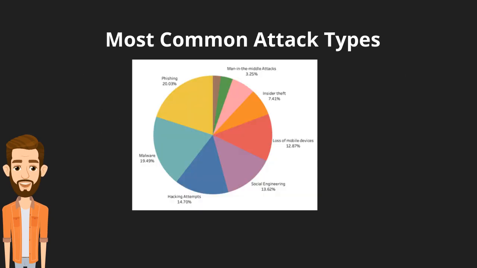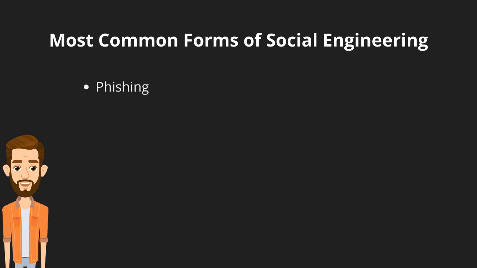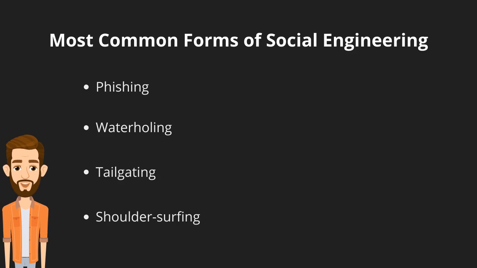Often, when we think about security risks for companies, we think of things like hacking or corporate sabotage, insider attacks. But the sad truth of it is that social engineering makes up a vast majority of the attacks that modern day companies have to deal with. The most common of which are phishing, water holing, tailgating, and shoulder surfing.